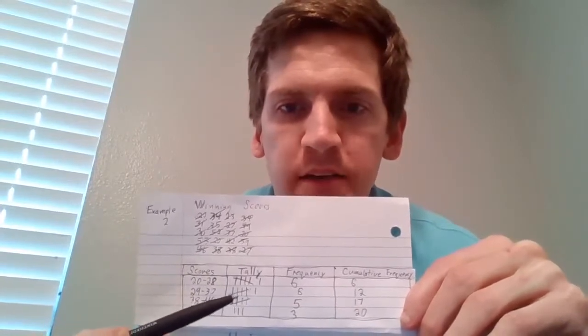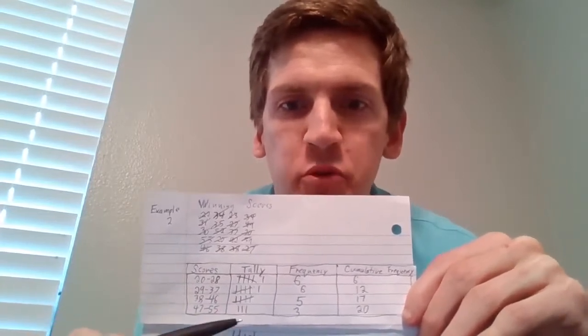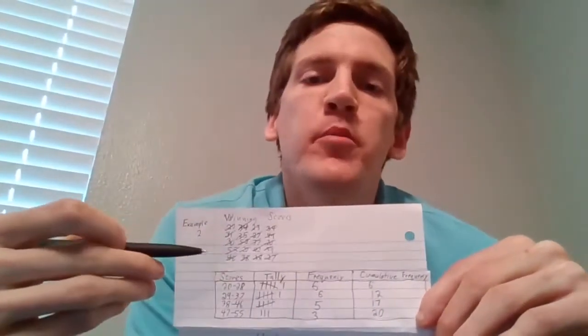So it looks like I have 6 between 20 and 28, 6 between 29 and 37, 5 between 38 and 46, and 3 between 47 and 55. Also, a point to make here: if we check our numbers up here, if I count every number I have, there's a total of 20 numbers because there are 4 in each row and there are 5 rows, which is a total of 20.